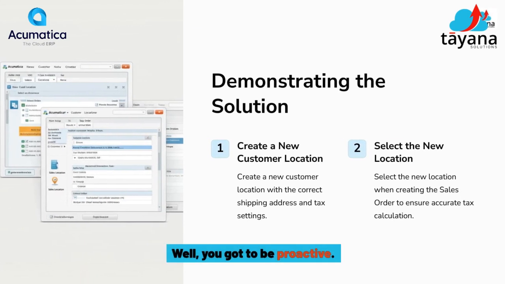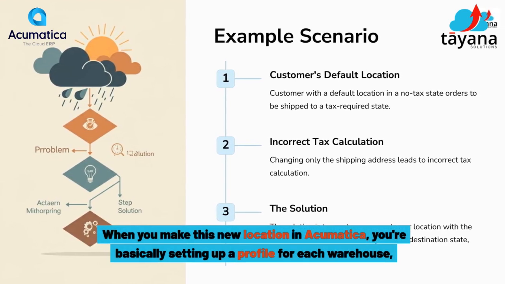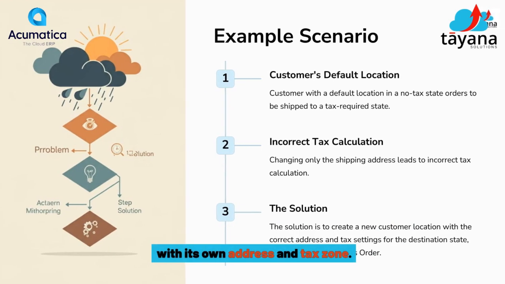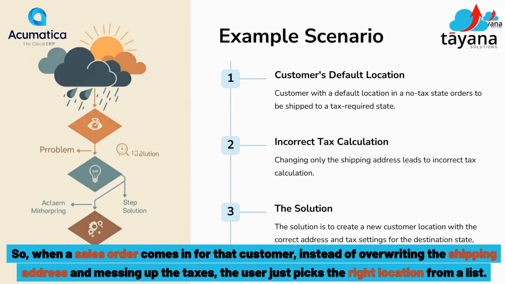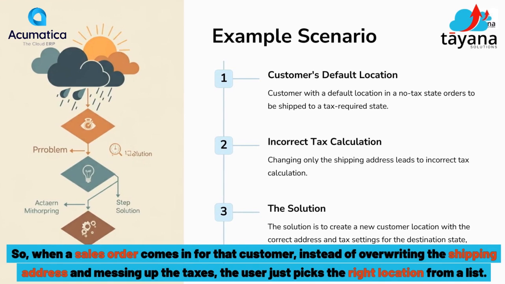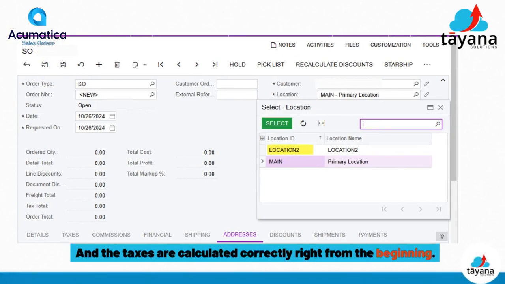Well, you've got to be proactive. When you make this new location in Acumatica, you're basically setting up a profile for each warehouse with its own address and tax zone. So when a sales order comes in for that customer, instead of overriding the shipping address and messing up the taxes, the user just picks the right location from a list. Exactly. And the taxes are calculated correctly right from the beginning.